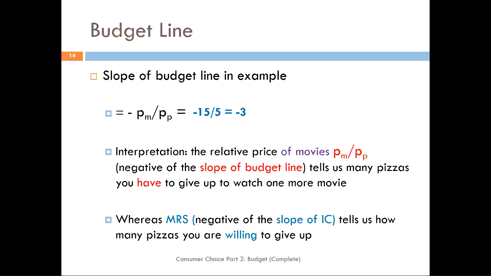So I just want to give you a feel for this. It's only when the market rate of substitution equals the relative price that you say, I'm happy. The market says I have to give up 3 pizzas to consume one more movie. I'm willing to give up 3 pizzas to consume one more movie. So I'm just as happy exactly where I am. I don't want to consume more or less. So just to get ahead of ourselves.